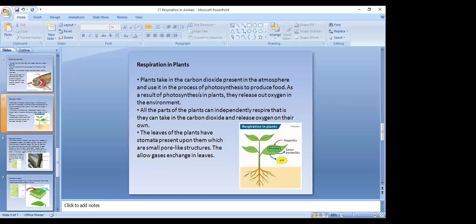Respiration in plants. Plants take in the carbon dioxide present in the atmosphere and use it in the process of photosynthesis to produce food. As a result of photosynthesis in plants, they release out oxygen in the environment. All the parts of a plant can independently respire. That is, they can take in the carbon dioxide and release oxygen on their own. The leaves of plants have stomata present upon them, which are small pore-like structures. This allows gas exchange in leaves.